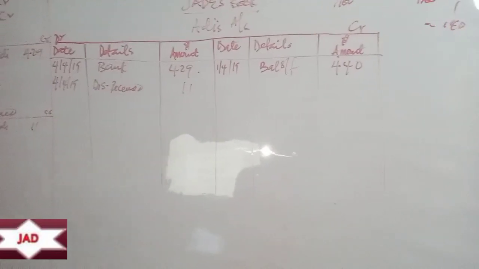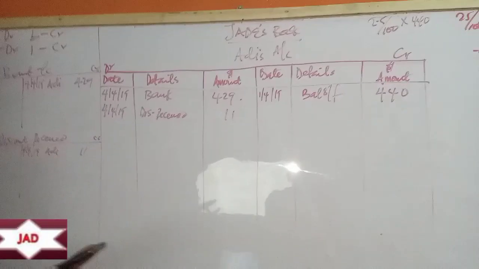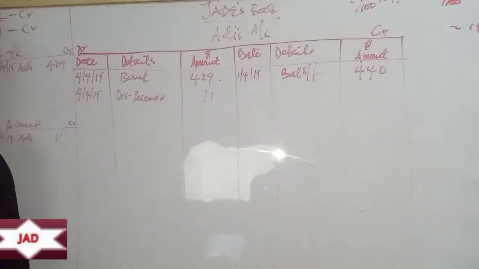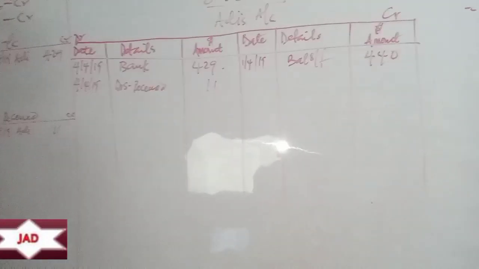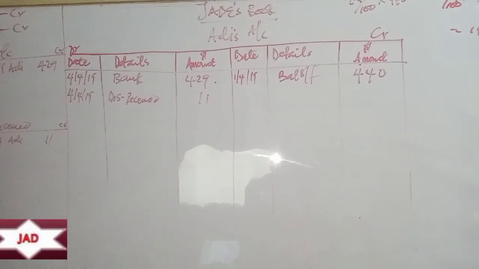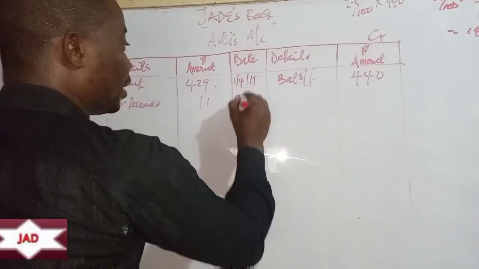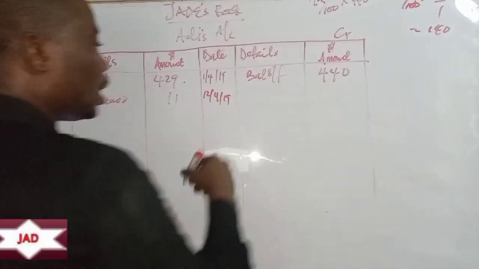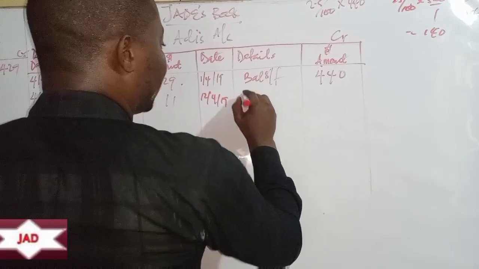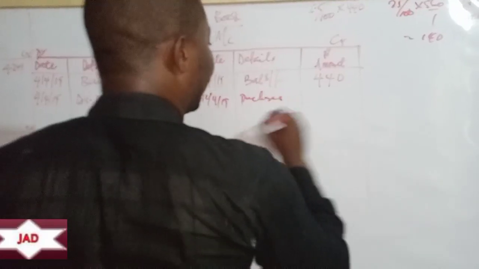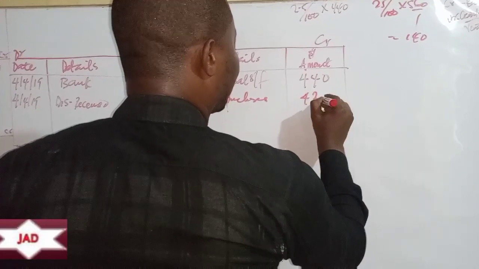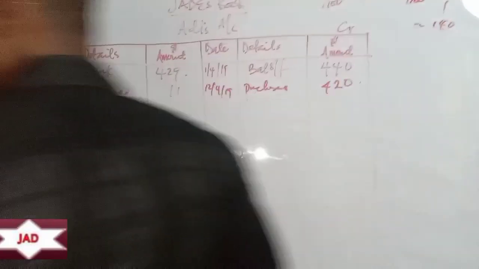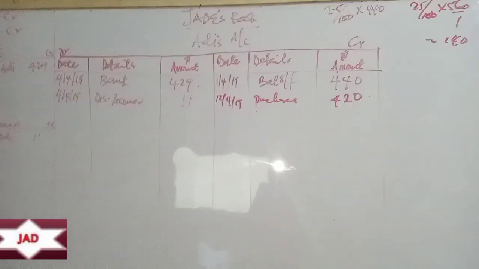So remember, from Jade's perspective, it is purchases. What do you do when you purchase on credit? Debit your purchases or inventory and then credit the supplier. The supplier here is Adi. So what's the date? We have 12th of April. So we debit purchases 420, and credit Adi.